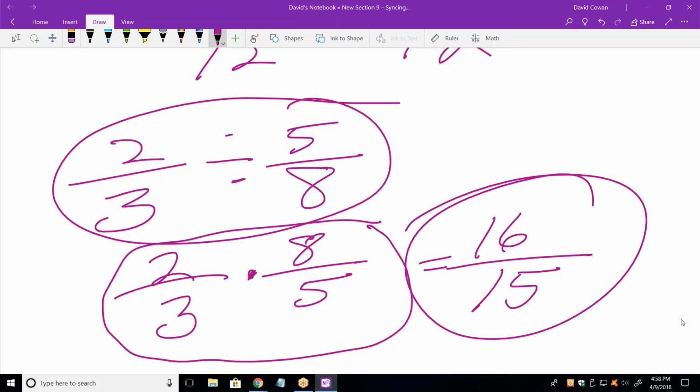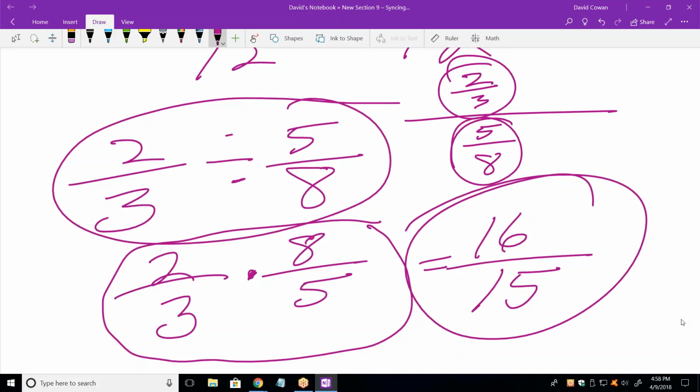Because all you got to know is that when you're dividing by a fraction, you have to flip the bottom and multiply. And I could have written it like this. Same problem, exactly. I'm still dividing a fraction by a fraction, but I'm going to turn it into a multiplication problem. I'm going to make it 2/3 times 8/5.